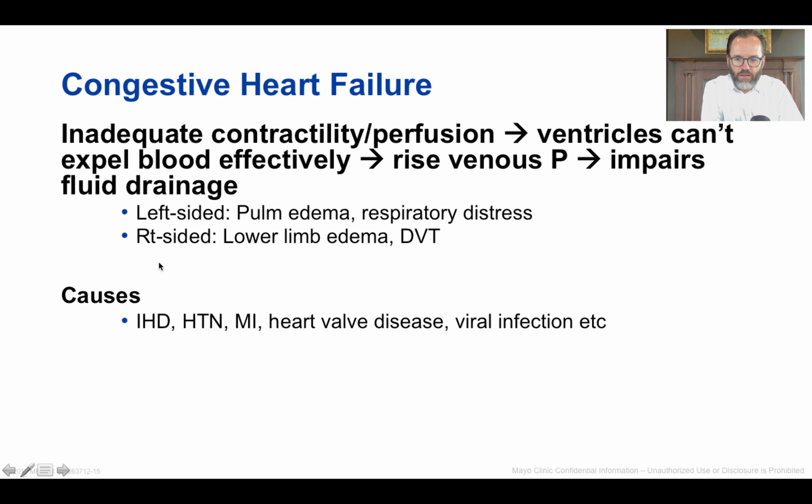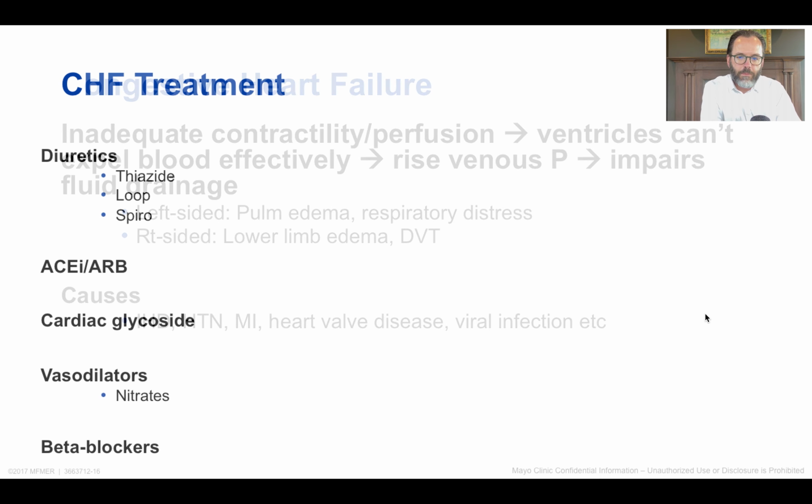And the causes here, you can have idiopathic heart disease, hypertension, myocardial infarction, heart valve disease, viral infection, and many other reasons that can be a root cause for the ultimate impact of reduced contractility, impaired cardiac stroke volume, and impaired cardiac output.